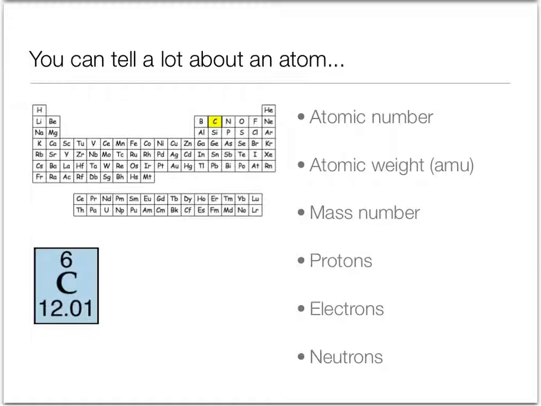Carbon is a really important atom on Earth, especially in living systems. It can be found right here on the periodic table, and if we zoom in on its box on the table, we can find out a lot more about it.